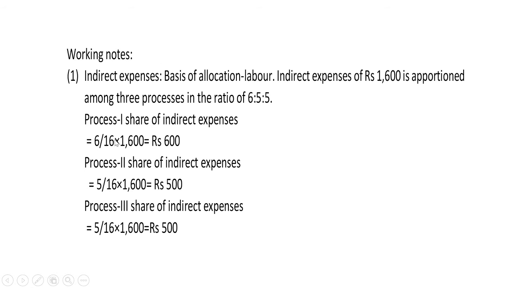So in process 1, the first share of indirect expenses is 6/16. So 6/16 into 1600. How did 16 come? When you add 6 plus 5 plus 5, you get 16. So if you take this calculation, you will get 600. Again for process 2, the same procedure you have to follow, you will get rupees 500. And process 3 also the same thing, that is rupees 500 you are going to get.